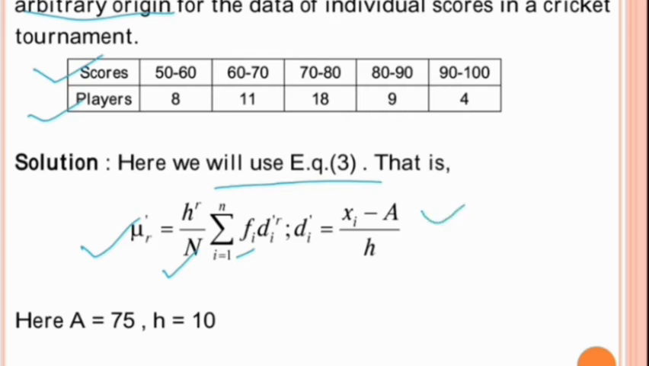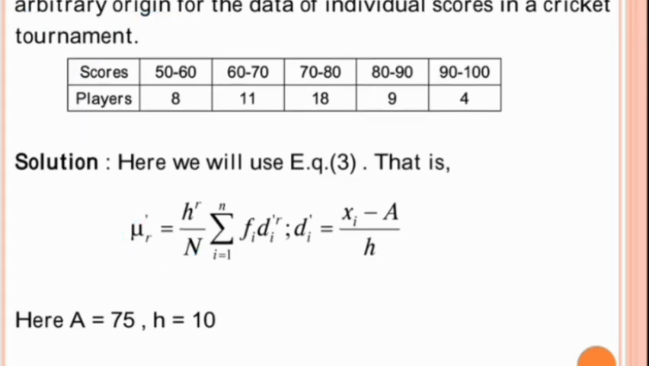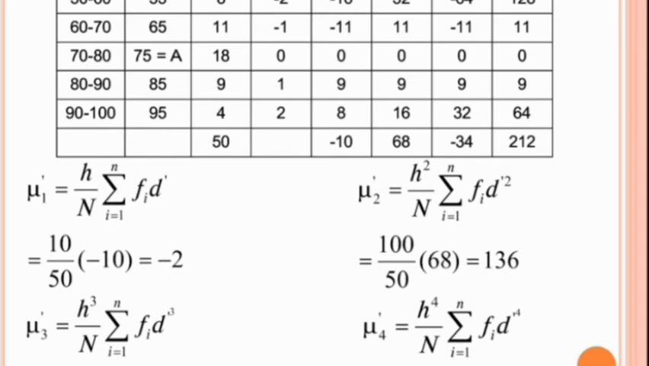Xi minus A upon h. See, here A is 75. I'm telling you how it will come. So A is 75 and h you are taking as 10, because the interval difference is 10. Now we will calculate here. First we will construct a table.